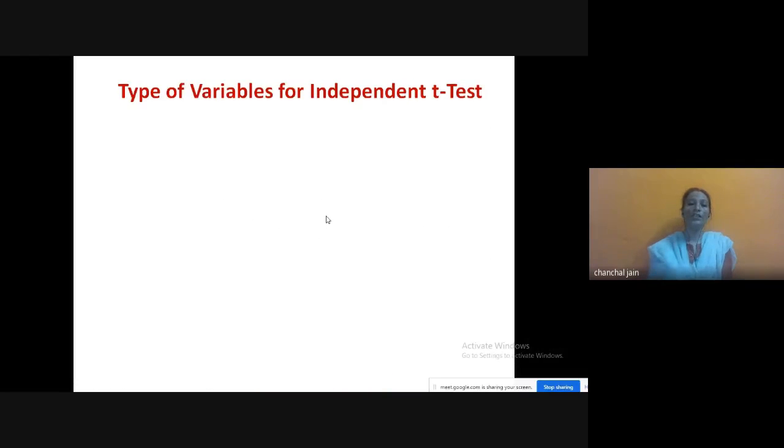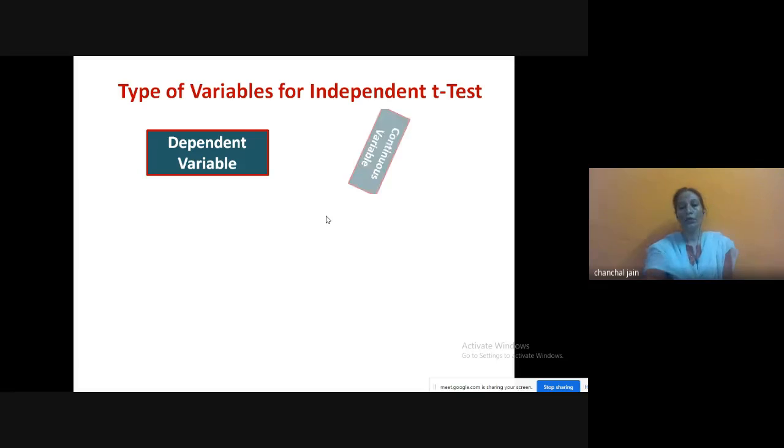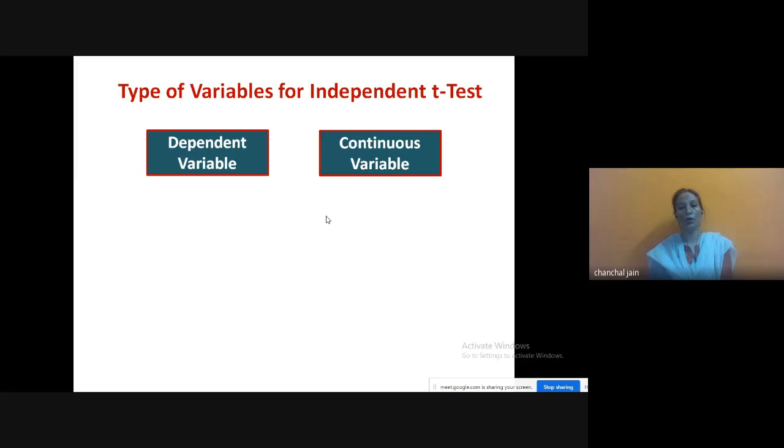Now, which type of variables are needed for the independent sample t-test? Firstly, we need one dependent variable, and we need to measure this variable on a continuous scale. That means either on an interval scale or on a ratio scale. So we should have one dependent variable and we have to measure that variable on a continuous scale, either on a ratio scale or on an interval scale.